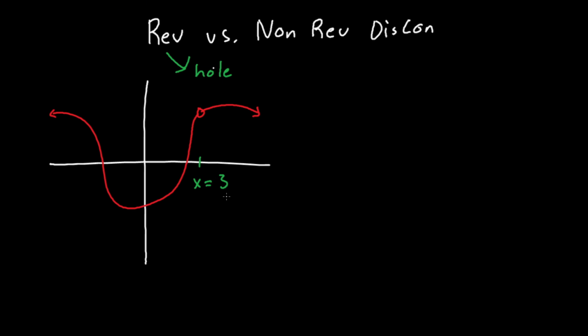And it can be easily plugged in. So you just need to plug in one singular point into this, and you can get rid of the discontinuity at x equals 3. So plug in a single point at x equals 3, discontinuity gone.